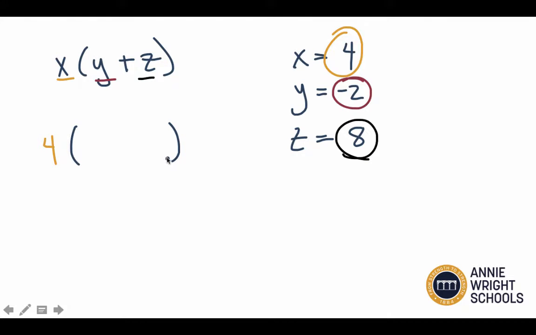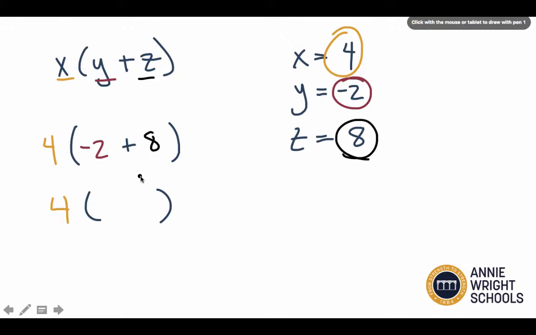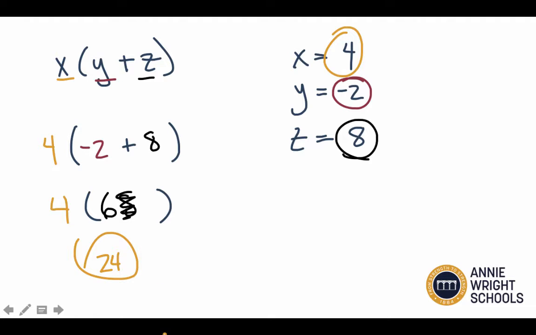4 times (-2) plus 8. And now we're working in the order of operations. So remember to simplify the parentheses first. When you do that, -2 plus 8, you're going to get positive 6. And now when you take 4 times 6, you're going to get 24. And there's your answer. The big mistake that kids make in this substitution process is when they don't use parentheses.